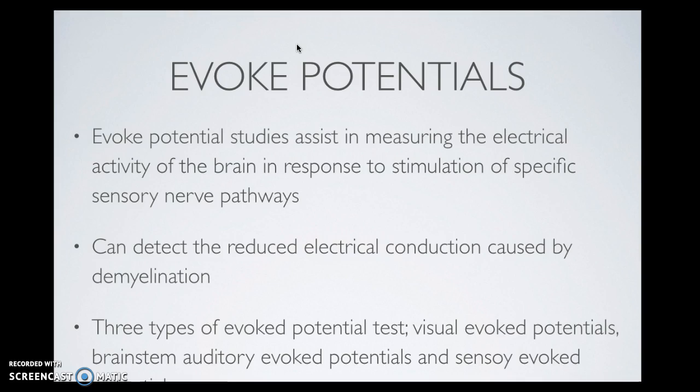During the course of MS, evoked potential studies can be used to confirm unclear relapses expressing vague symptoms, and it's also good in demonstrating drug efficacy. So there are 3 types of evoked potential tests. These are visual evoked potentials, brainstem auditory evoked potentials, and sensory evoked potentials. Unlike MRI, it is not specific in showing the location of the lesion.